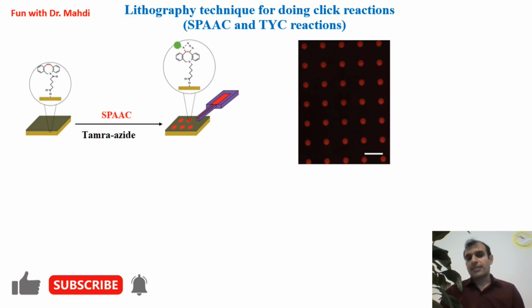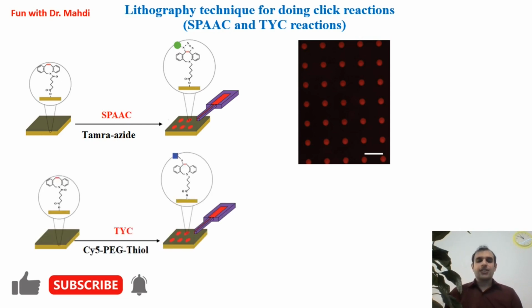And here you can also see a scale bar. The scale bar is 50 micron. Distance between two dots is 50 micron, and the diameter of every dot is 10 micron. The second type of click reaction is again when you have alkyne on the surface, you can do a click reaction. You can do Thiol-ene coupling. It's a reaction between thiol and alkyne. Here in this study, we use the Cy5 PEG thiol.